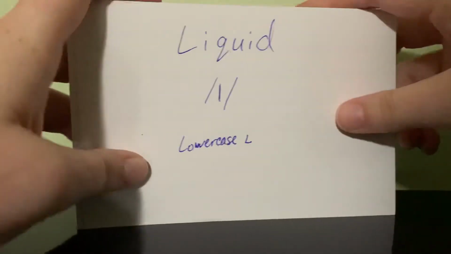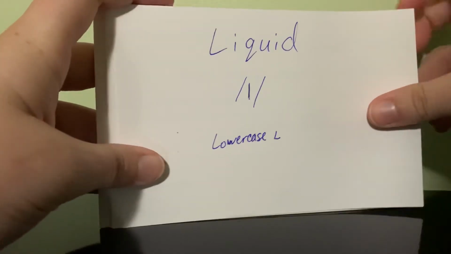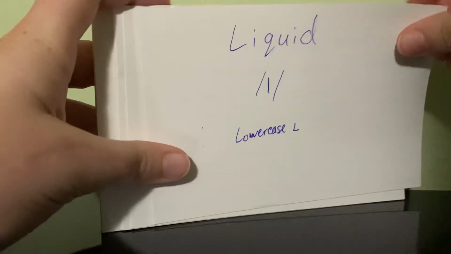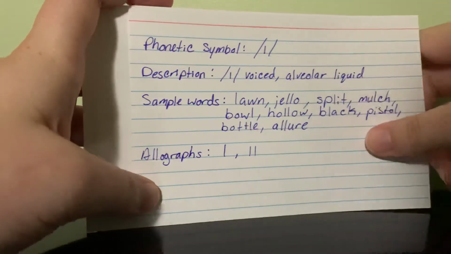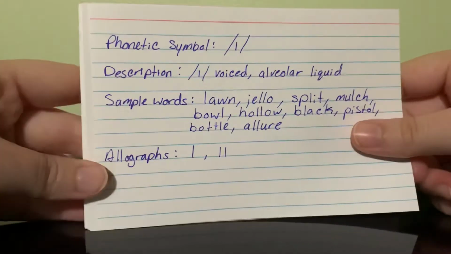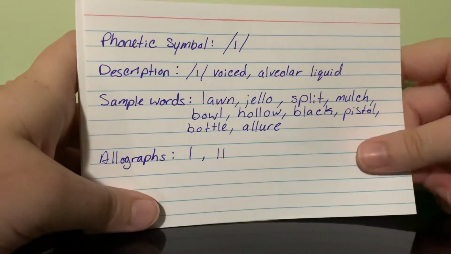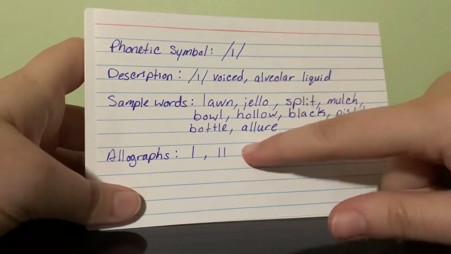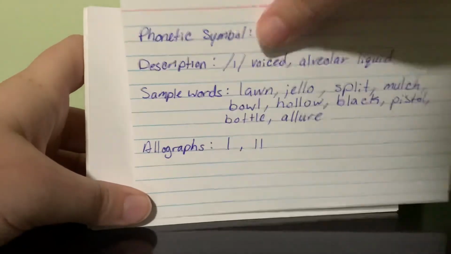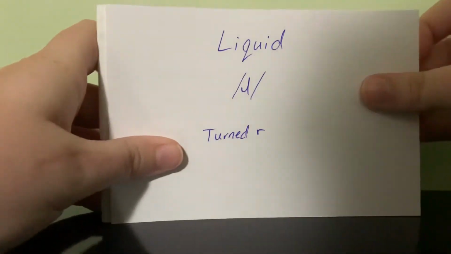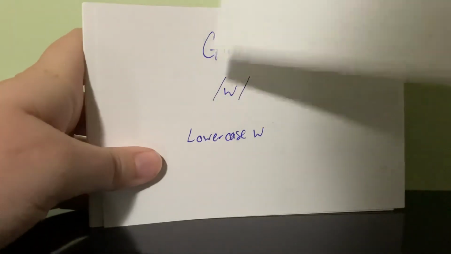Now on to the liquids. Lowercase L. All right, it is a voiced and an alveolar liquid. Words such as lawn, jello, split, bowl, and then the allographs that it can show up as at the bottom. Next liquid is the turned R, which is that upside down R.